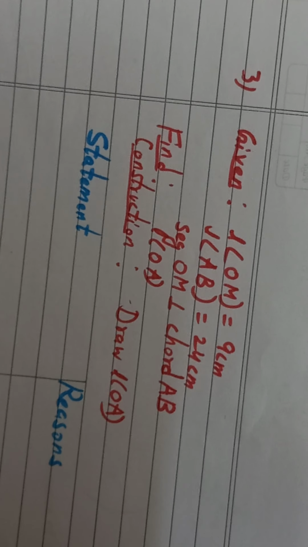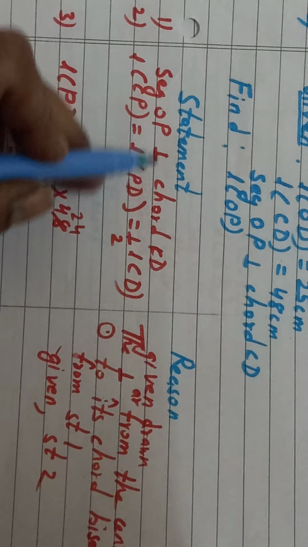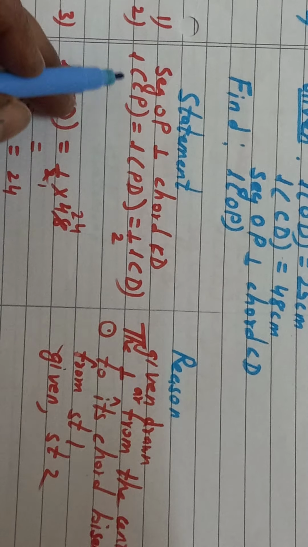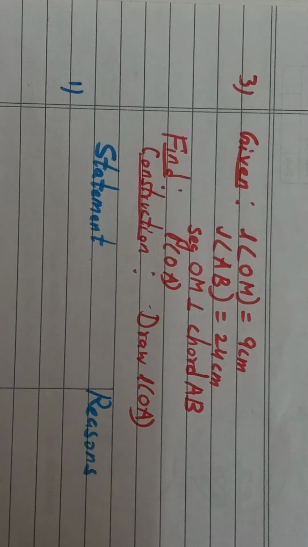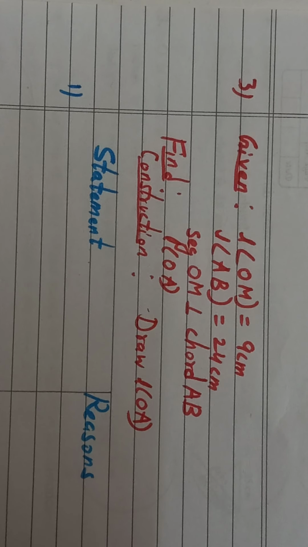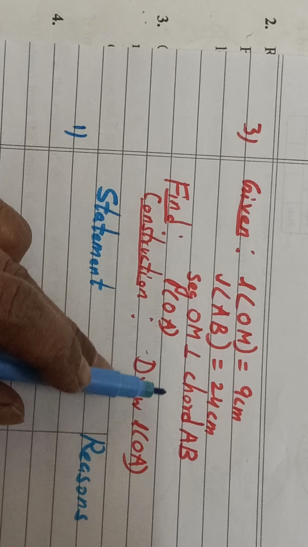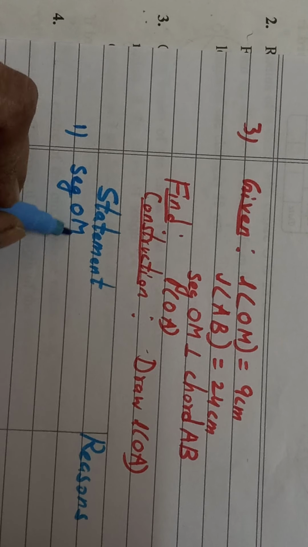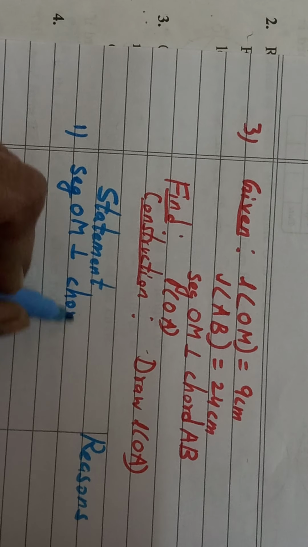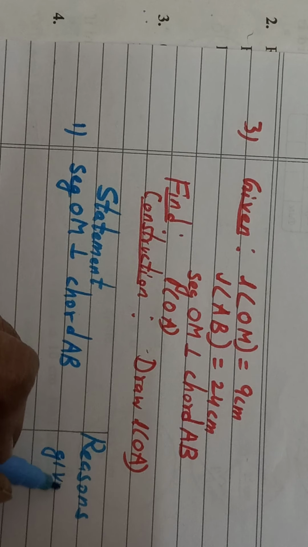Now the same procedure we will follow. What will be our first statement now? Like how we did here, same method. See, segment OP is perpendicular to chord AB, given, then this is half of it. Same method, only the values have been changed. And we have to find the radius. So the first step will be segment OM is perpendicular to chord AB. There is no change. See, segment OM is perpendicular to chord AB. This is given.